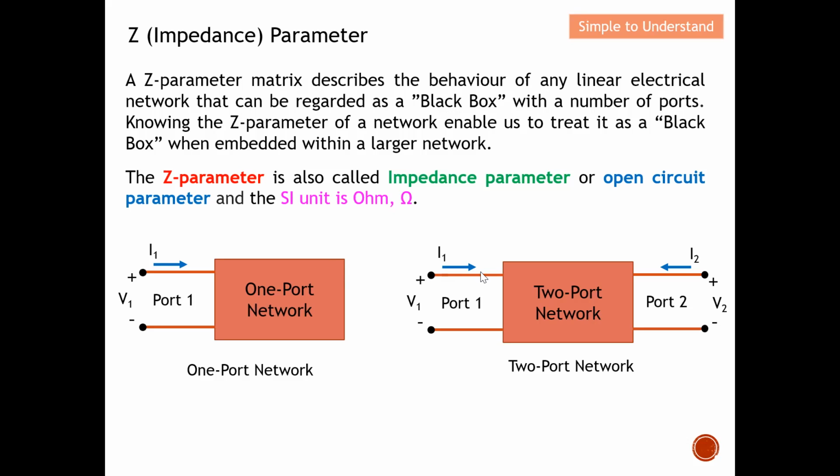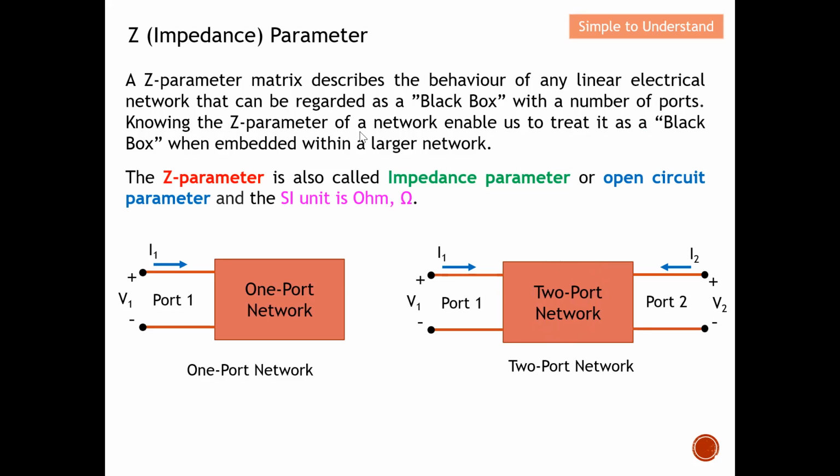Let's take a look at these two diagrams. On your left will be the one-port network, while on your right will be a two-port network. This is what it means. This little box here, we can regard as a black box, as mentioned here. So the Z parameters are used to describe the behavior of this one-port network, or they can also be used to describe the behavior of this two-port network. It can be one port, two port, three port, four port, etc.